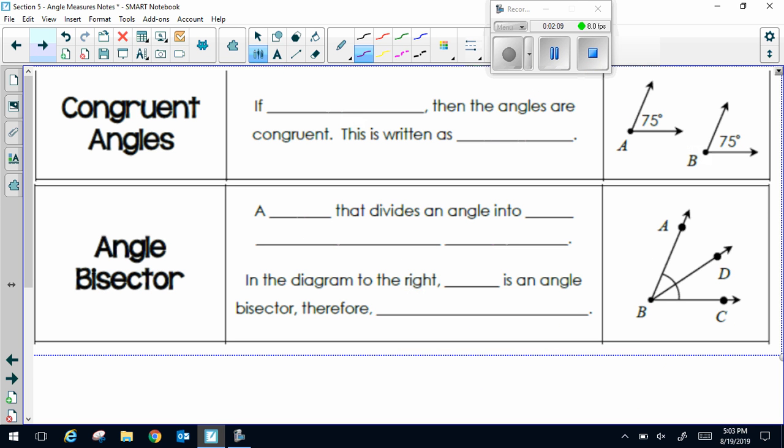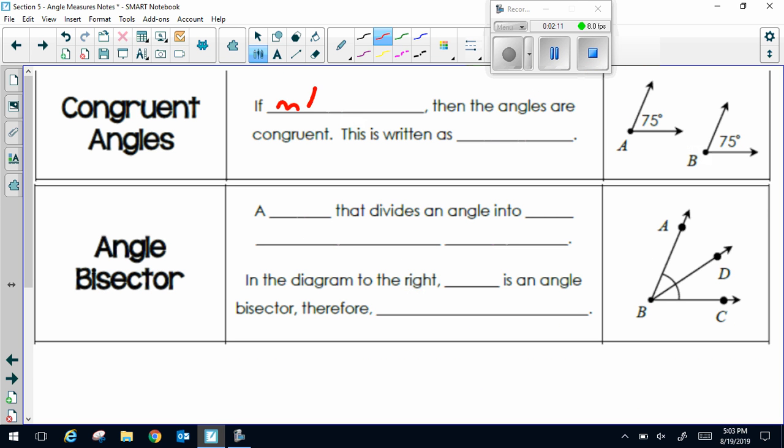Congruent angles mean the exact same thing. That means that their measures are equal. So the measure of angle A is equal to the measure of angle B. Remember, if we're just writing it as being congruent, we say A is congruent to B. That means they're the same measure. An angle bisector is a ray that divides the angle into 2 congruent angles.